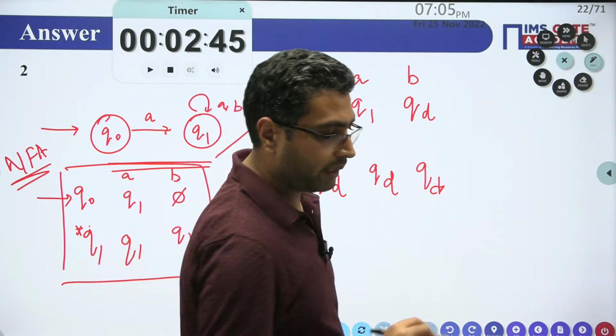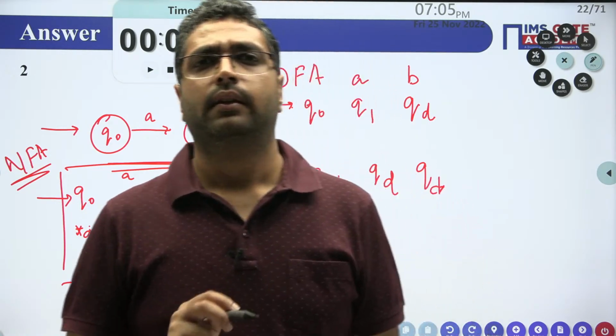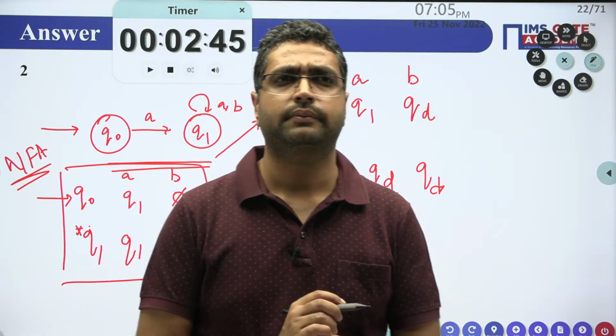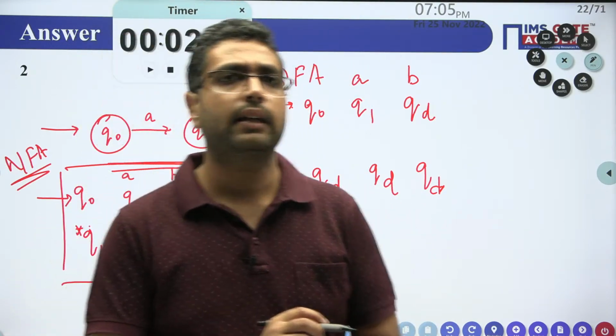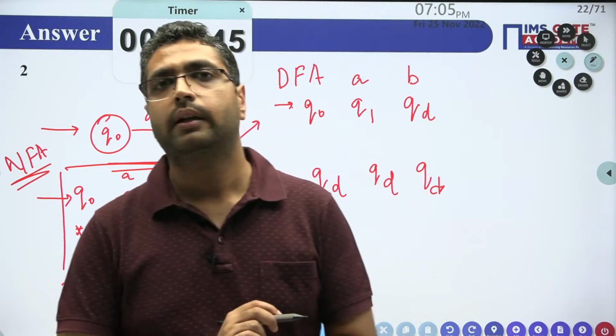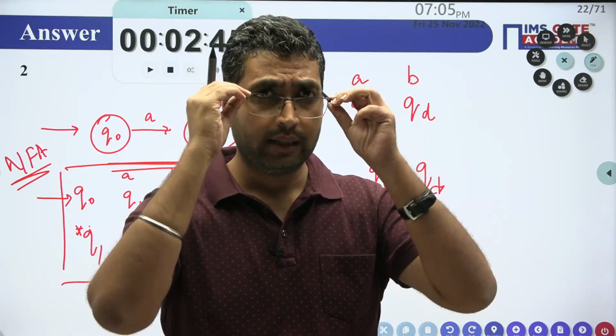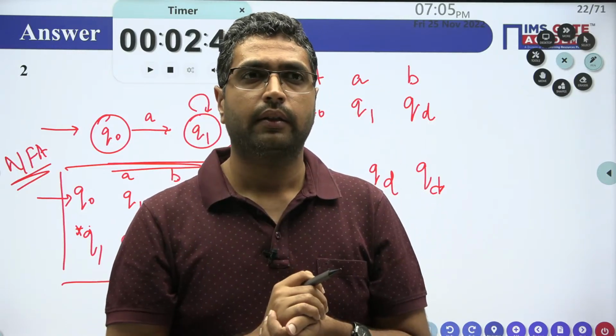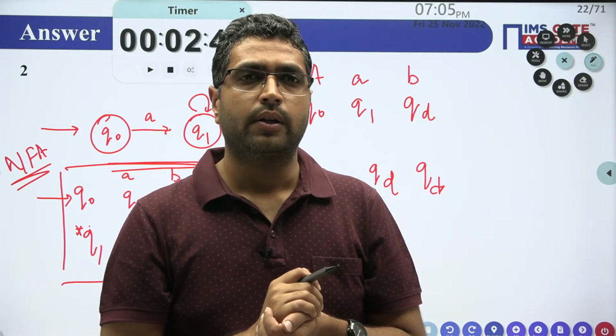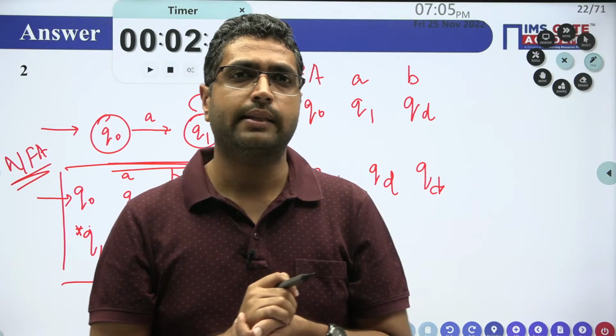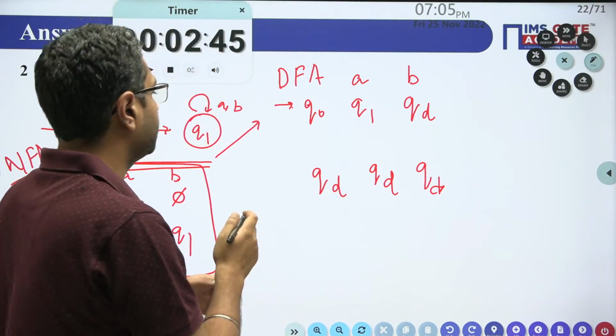So can someone tell me what is a dead state? What is a dead state? So this directly we can add trap state, it will become DFA. Yes, exactly, Kundan. So what is a dead state? What is a trap state? So can somebody define the trap state? Meanwhile, I'll solve the question.